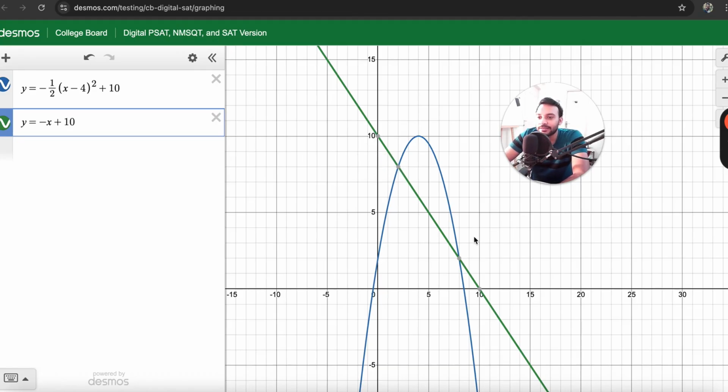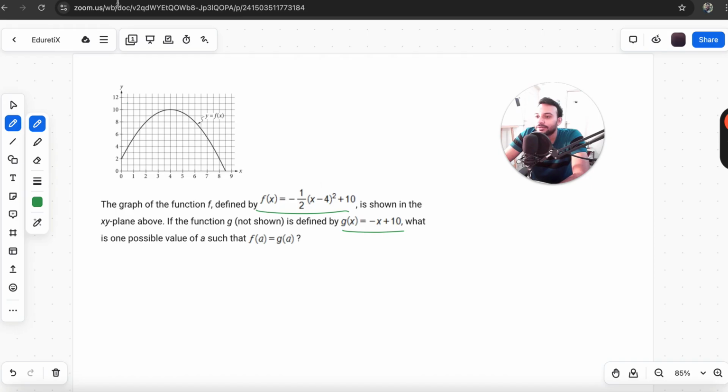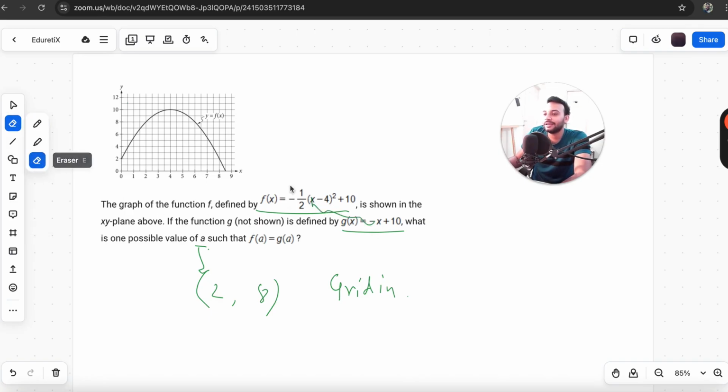One is 2 comma 8, the other is 8 comma 2. Okay, like mirror image solutions. 2 comma 8, 8 comma 2. Mirror image about y is equal to x line. So there would be two possible values of a, 2 and 8. Both would be correct. This is a grid-in question. Okay, so we can solve it in under 10 seconds like this, instead of actually using the quadratic and linear equation solving.